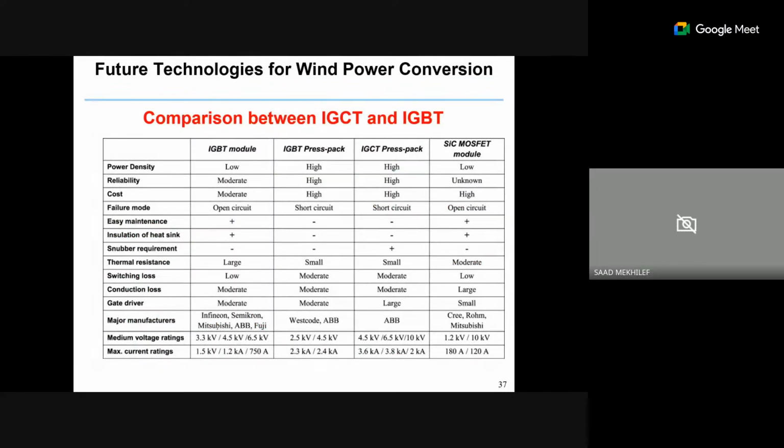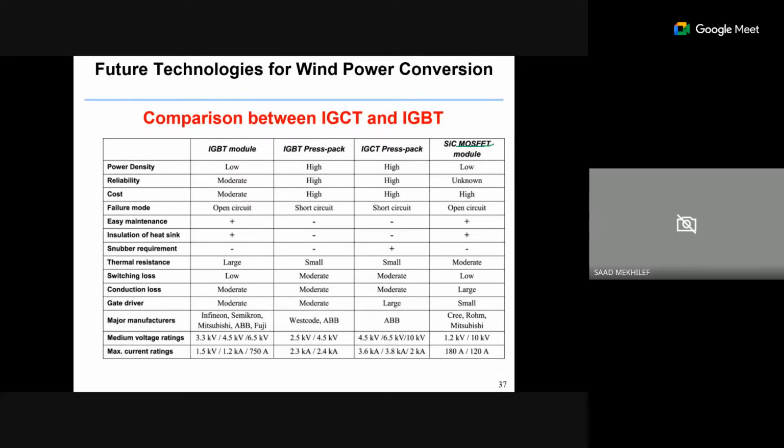And this table summarizes the comparison for wind conversion, the difference between IGCTs, IGBTs and MOSFETs. For example, here we have four: the IGBT module, the IGBT press pack, the IGCT press pack, and then the silicon carbide modules or MOSFET. Module means a single unit. Press pack means there are maybe 4 or 6 IGBTs within one pack.